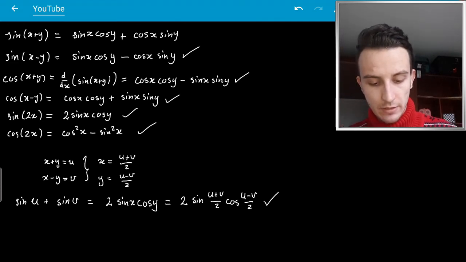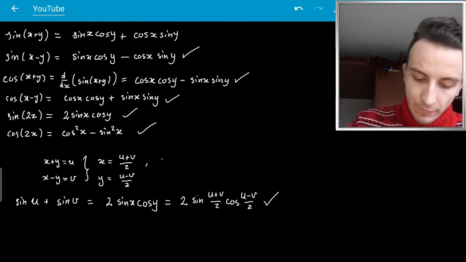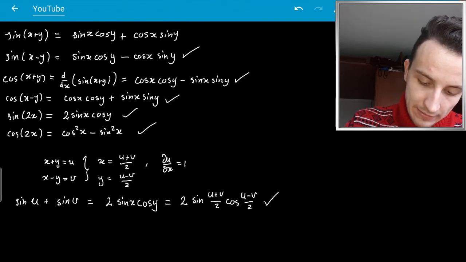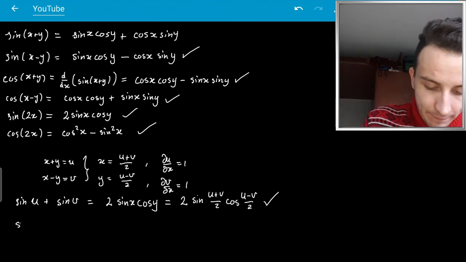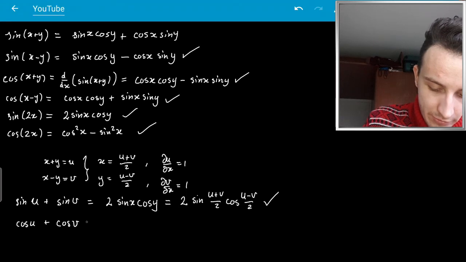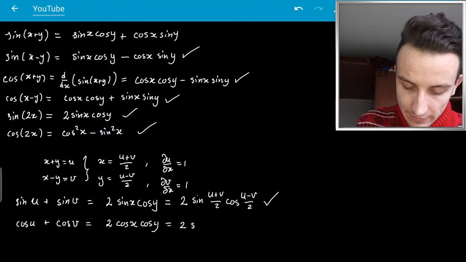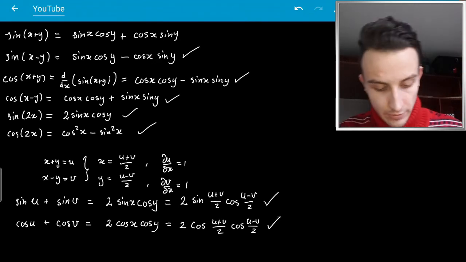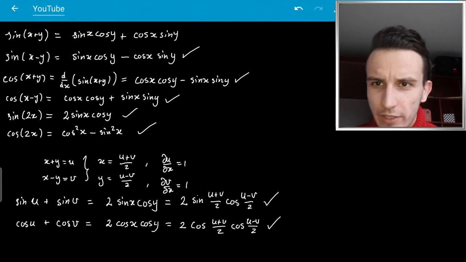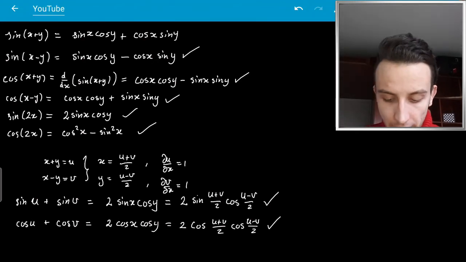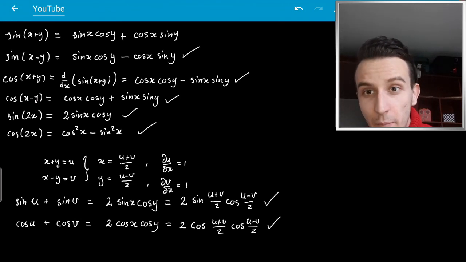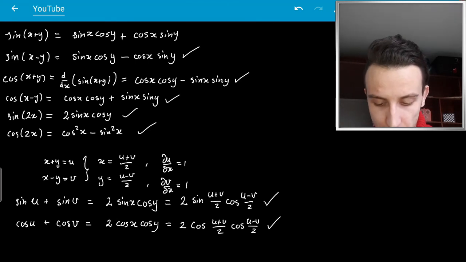Now, if we wanted to switch stuff around, we could differentiate with respect to x. Note that du by dx is 1 and dv by dx is 1. So if I differentiate with respect to x, I would just get cosine u plus cosine v equals 2 cosine x cosine y, and that's 2 cosine of (u plus v) over 2 times cosine of (u minus v) over 2. Good stuff. Let me just see if that's correct. Cosine u plus cosine v. Yeah, that's fine. Now, if you want to get sine u minus sine v, just substitute v equals minus v.